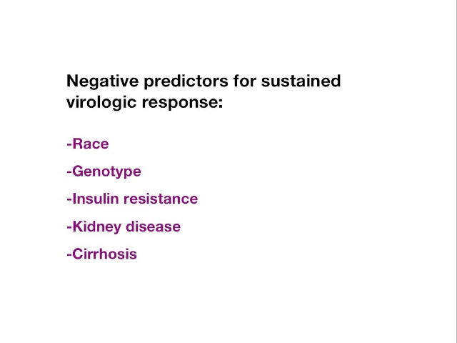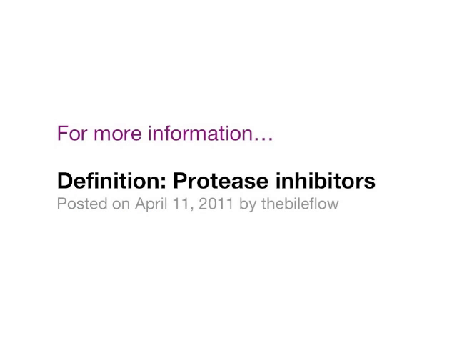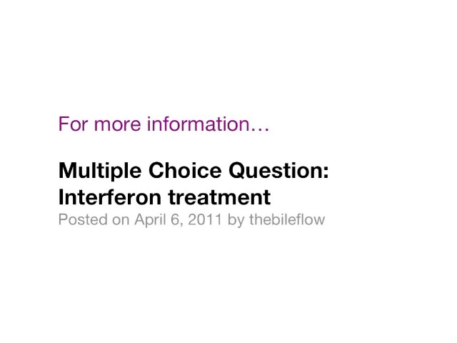Remember, the negative predictors for sustained virologic response include race, genotype, insulin resistance, kidney disease, and cirrhosis. You should also know the side effects of treatment. It includes flu-like illness, depression, unmasking of autoimmune disorders, cytopenias.